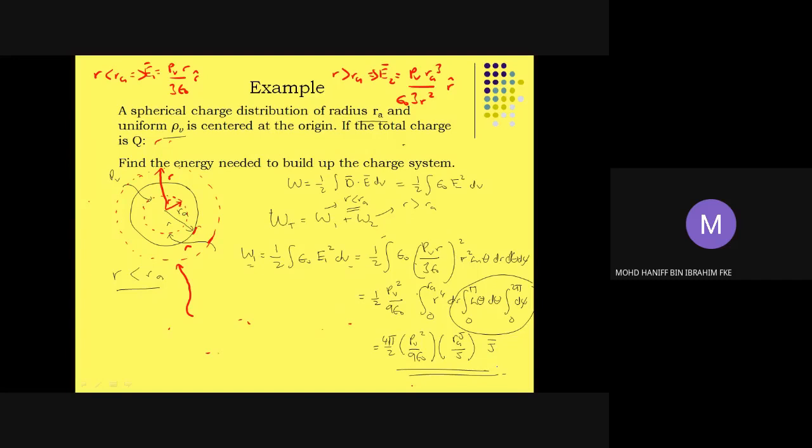Okay, so that should give us the W1, which is the work or the energy in region number 1, which is from 0 to Ra.